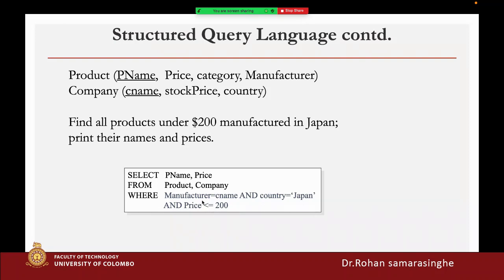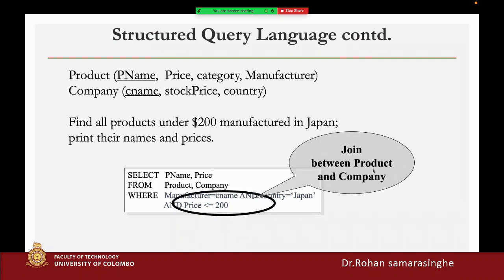Manufacturer, product name, manufacturer has C name. Here company name and country. The country is there because if you want to get the country, definitely manufacturer and the C name is the foreign key, and the primary key gets the relationship, and country is Japan. So you can get a join between the product and the company.